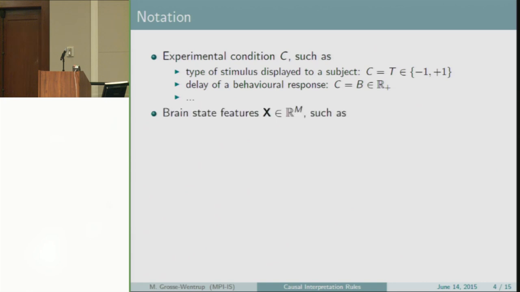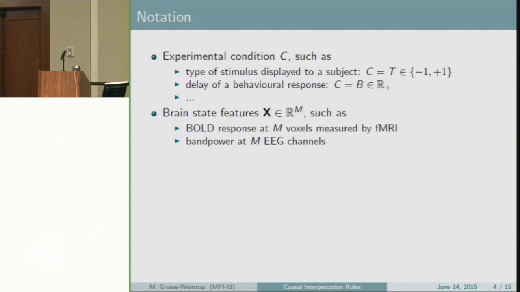As X, I denote my brain state features. These are n-dimensional vectors, and they can be anything. They can be your BOLD response at m voxels measured by fMRI. They may be the band power at m EEG channels or the mean spike rates of m neurons. It doesn't matter. It's just the way that you decide to represent brain activity.